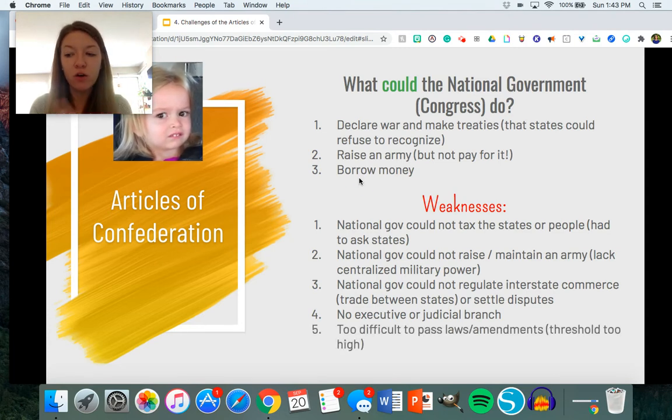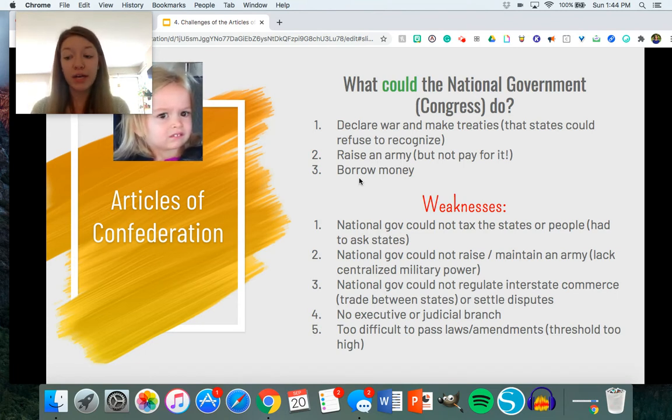And our fifth and final weakness here is that it was just too difficult to pass laws and amendments. The threshold that I talked about on the last slide was too high. 9 of the 13 were required to pass a new law, and 13 out of 13, unanimous, were required to pass amendments or make changes to the Articles of Confederation. The reality of this was that no laws or changes could be made.